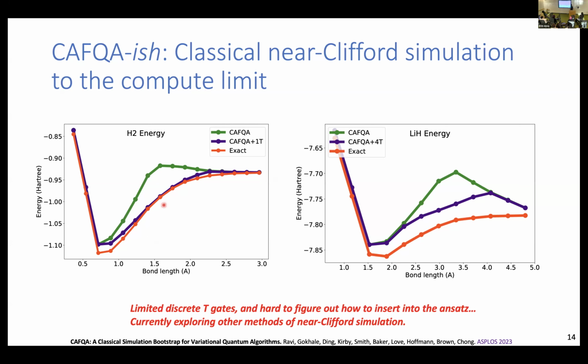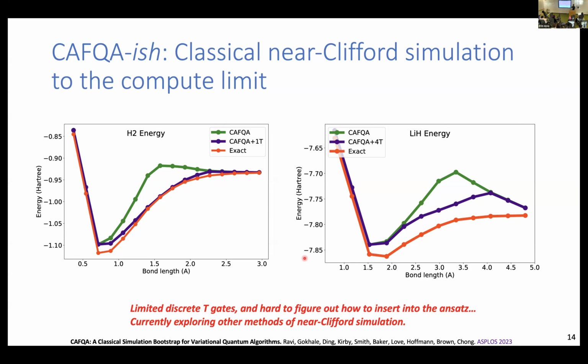So here, again, this is hydrogen, a super simple system. But just by adding a single T gate, you can see that most of the gap between the green line and the orange line is being covered, right? Which is great, but again, a very simple system. Similarly, in the case of lithium hydride, adding just 4 T gates is able to significantly reduce the gap between the green line and the orange line, right?